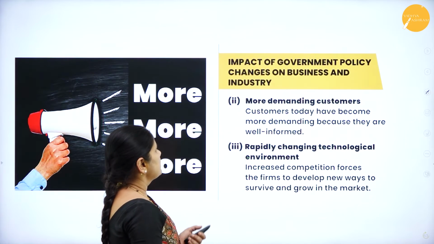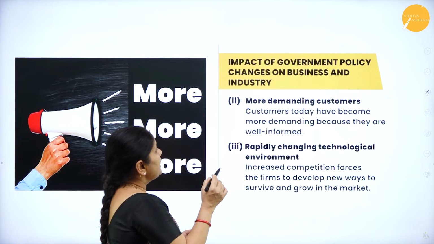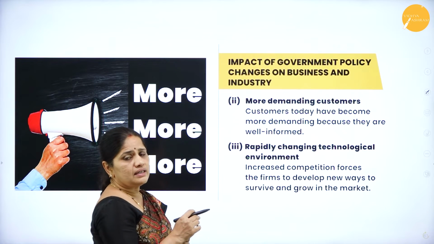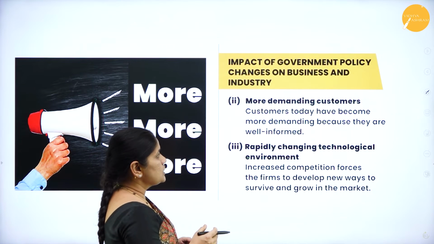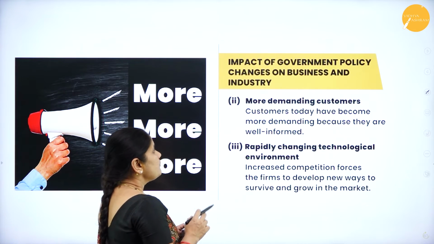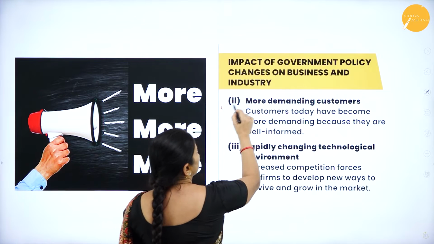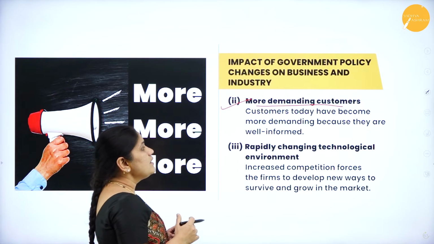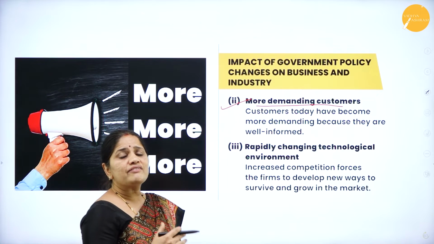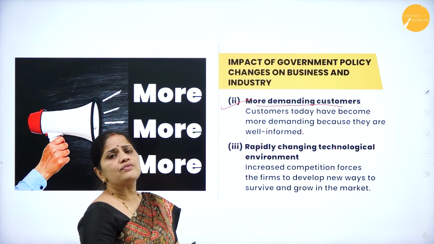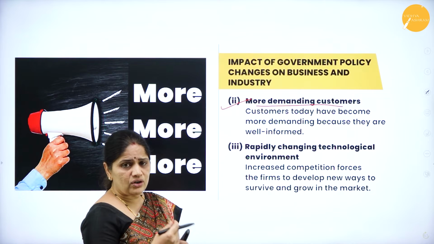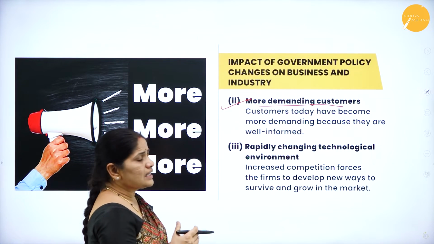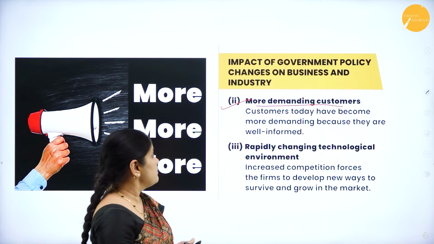Then next, more demanding customers. Once we had privatization, liberalization and globalization, we could see that there were more demanding customers. The customers wanted more and more because they were well informed. They were well aware of all the products. They know exactly what they want. So we could see that the customers were more and more demanding.